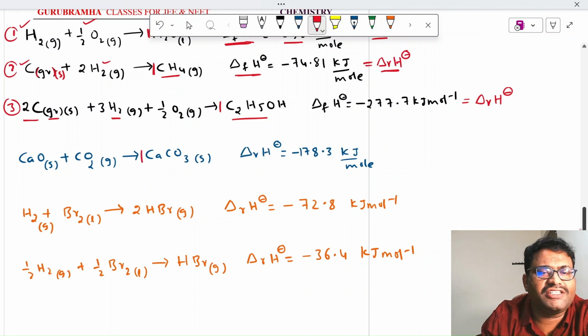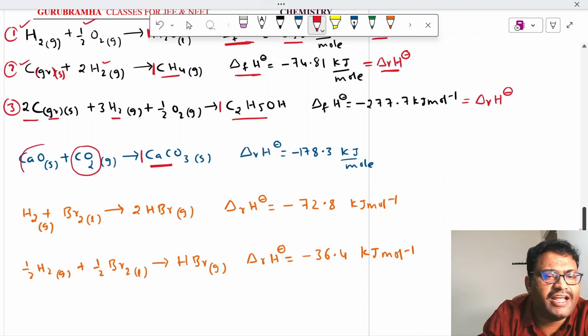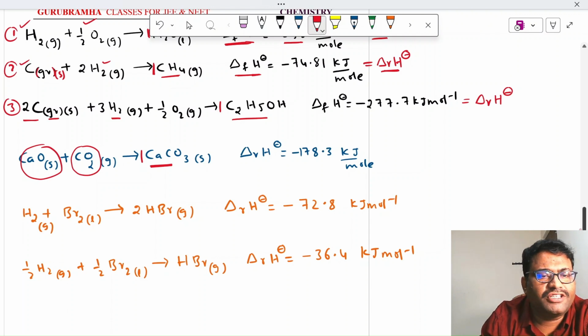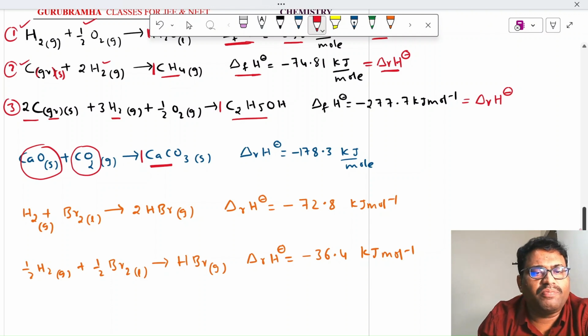Here 1 mole of CaCO3 is formed, but is it formed from elements? No, it is formed from carbon dioxide and calcium oxide. What are these? These two are compounds. From the definition we have studied, 1 mole of the compound must be formed from its elements, and those elements must be present in the most stable state. Here 1 mole of calcium carbonate is formed, but from the compounds calcium oxide and carbon dioxide. Yes, this is the reaction.